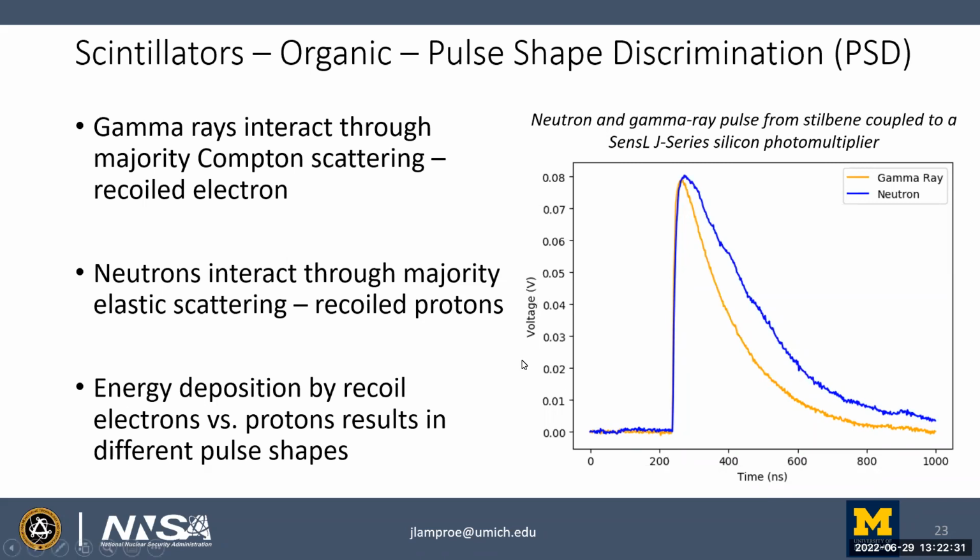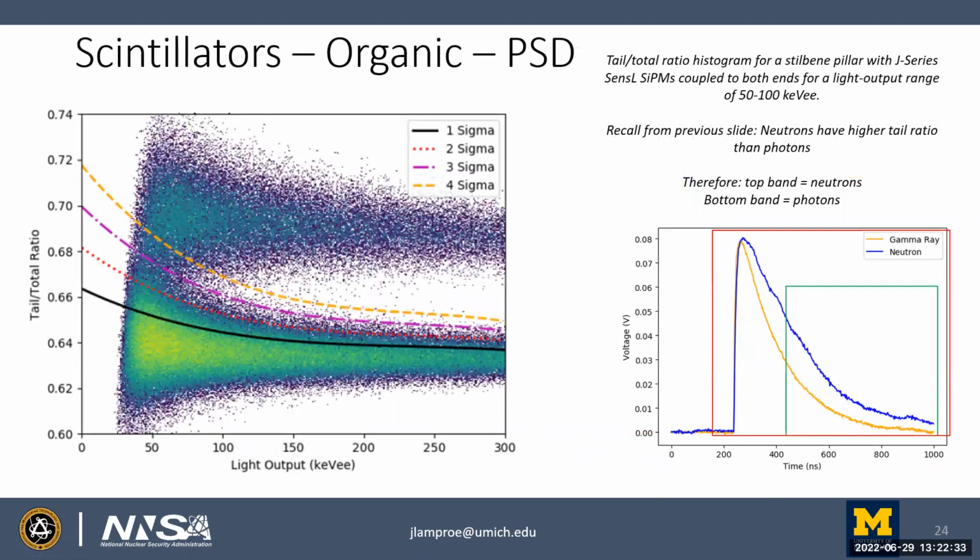And so we can use an integral technique. Here it is. We can use the integral technique that looks at the integral of the total pulse versus the integral of the tail. And we can take a ratio of that to distinguish the two. So over here in this plot, we have the ratio plotted against energy. And you can see that in this lower tail to total ratio area, these are going to be your gamma rays, your smaller pulses, and then the neutrons are going to have a higher tail to total ratio, shown here with some uncertainty.